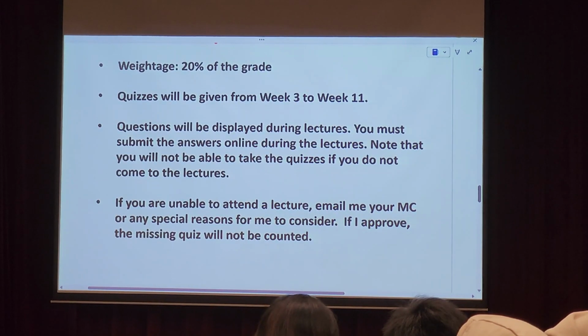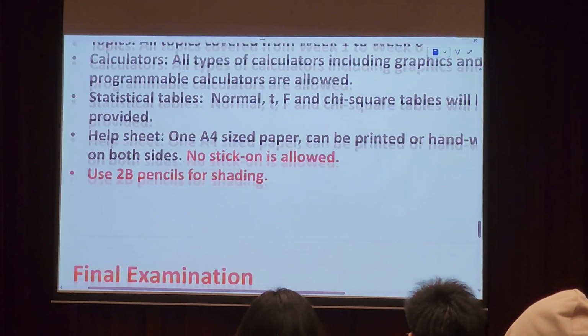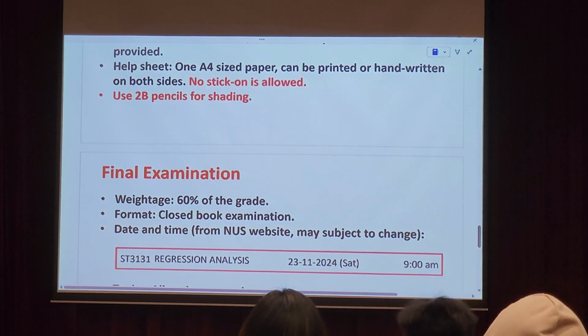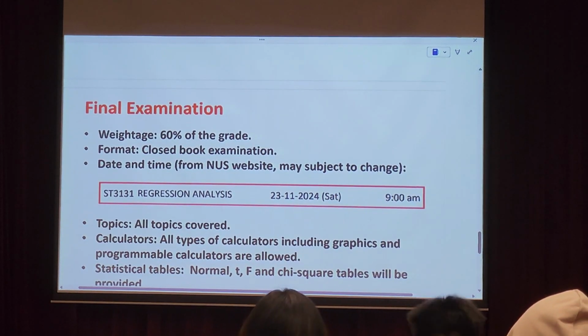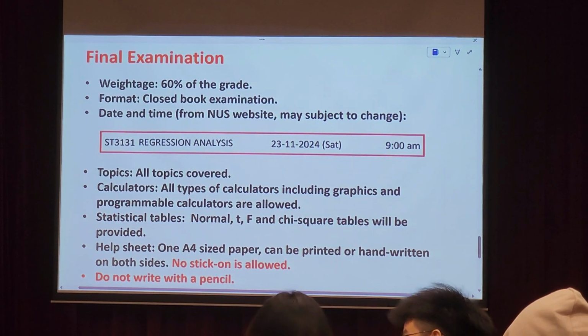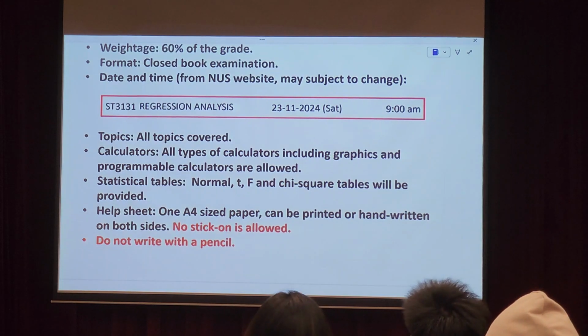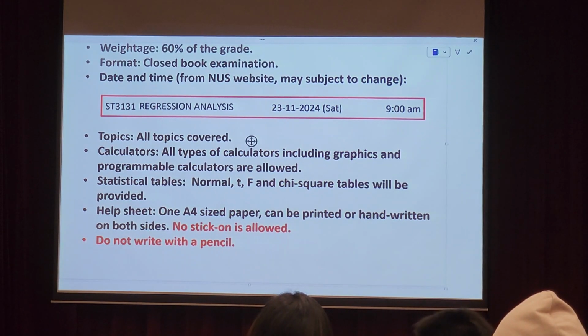I think the exam is next week, right? If I'm not wrong, Saturday, 9 a.m. So what happened here is you already got 20 marks from your quizzes, 20 marks from your midterm exam. Final exam will be 60%. So it's an exam paper with 60 marks. Closed book exam, all topics covered, although slightly more emphasis will be given to later chapters. But chapter 3 is still very important. You can use calculators, graphics, whatever. I don't check, I don't care.